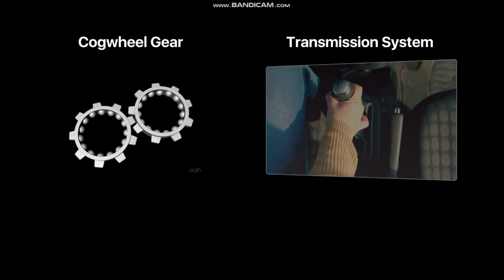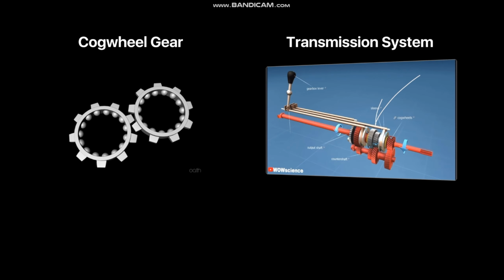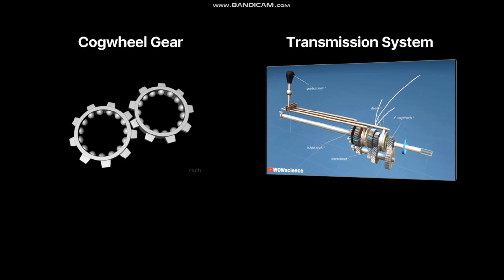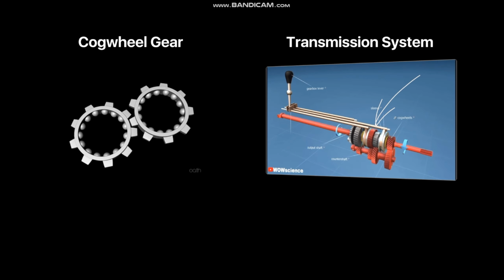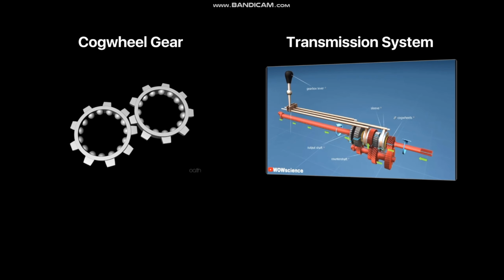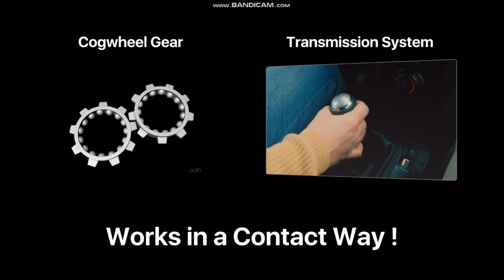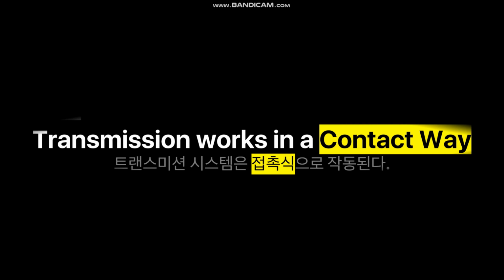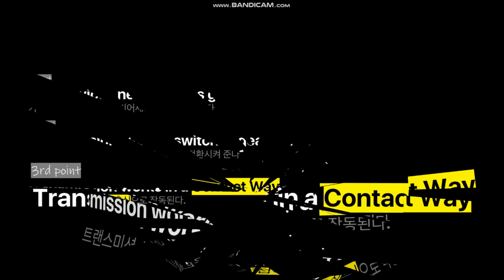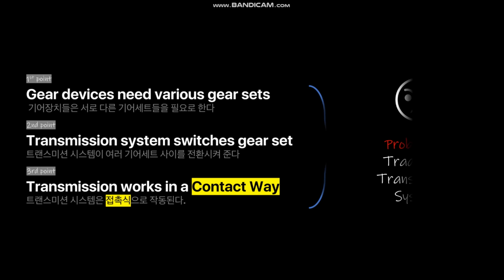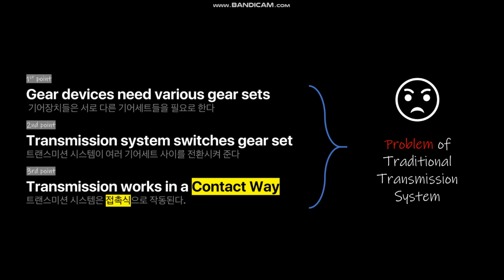Based on what we've seen so far, we can find out an important fact. Because cogwheel gears face each other and the transmission system has a breaking and reconnecting action, the transmission system works in a contact way. But actually, these 3 points are the main causes of problems that traditional transmission system has.